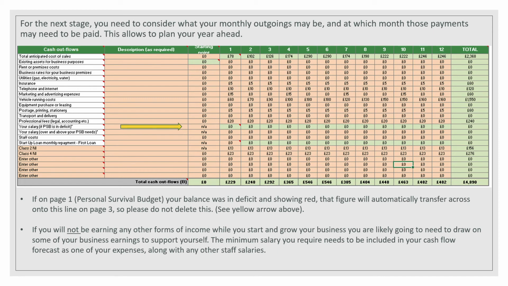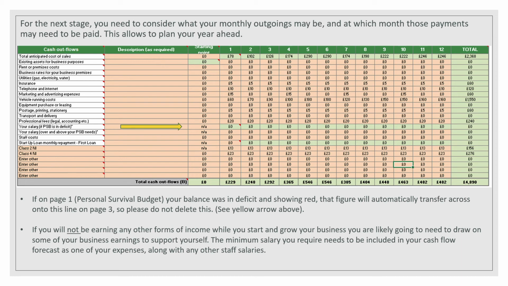Your salary if PSB is in deficit. So just a side note here, on page 1 in the personal survival budget, if your balance was in deficit and showing red, the figure will automatically have transferred across onto this line on page 3, so please do not delete this. And also for those of you that will not be earning any other forms of income whilst you start and grow your business, so for example if you have been claiming JSA or ESA but are no longer, then you are likely going to need to draw on some of your business earnings to support yourself.